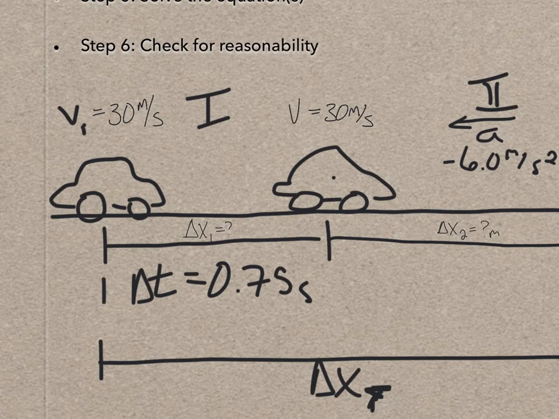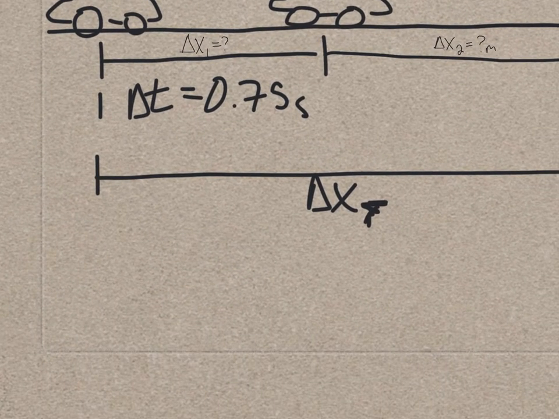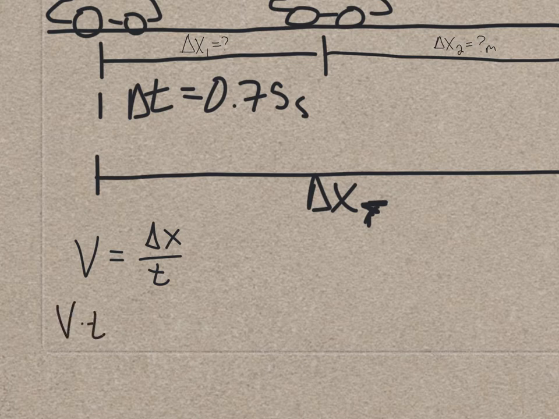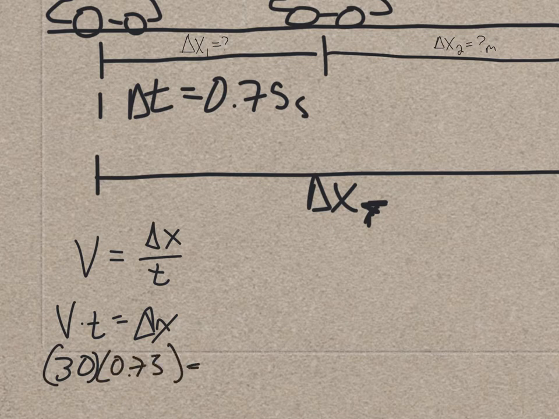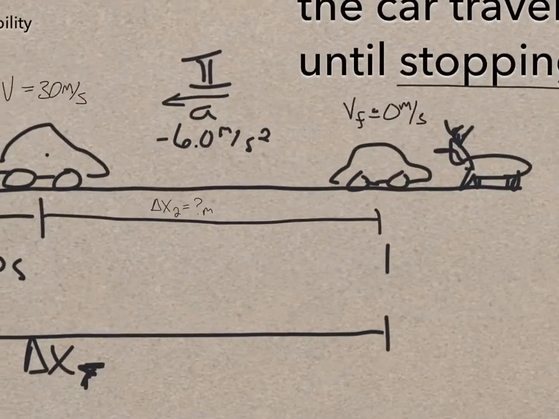Okay, so the first interval, 30 meters per second, and it does that for 0.75 seconds. There is no acceleration. Anytime there is no acceleration, there is only one equation I can use: velocity equals delta x divided by t. If I want to solve for delta x, then it's velocity times time. So here's my delta x, velocity is 30, time is 0.75, and that gives me a displacement of 30 times 0.75, which is 22.5 meters. Okay, so I found my first one. That one's easy. Now let's go find my second one.